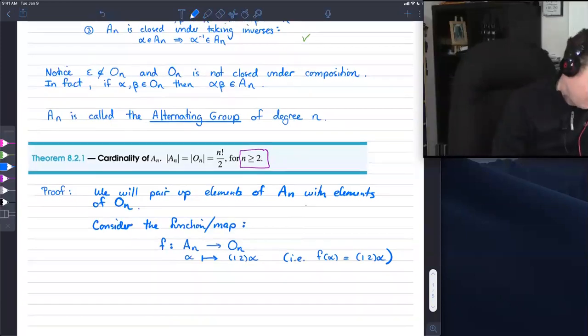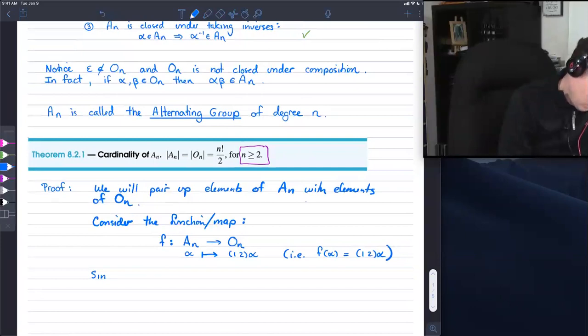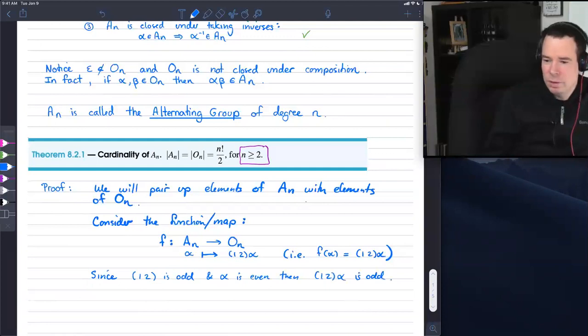Okay, now we've got to ask, does this make sense? Is this function or mapping well defined? Well, since (1 2) is a single 2 cycle, it's odd, and alpha is even, then (1 2) alpha is odd. So that's good, because it tells me that the permutation I wrote down, the 2 cycle times alpha, does actually live in ON. So this function makes sense. Alpha goes in and something odd comes out. So as long as something even goes in, something odd comes out. So this is great. That function makes sense.